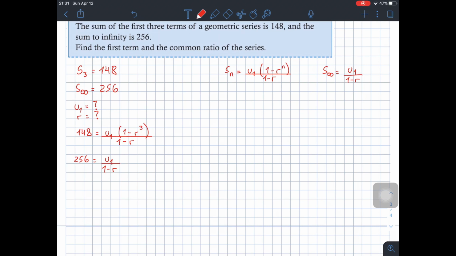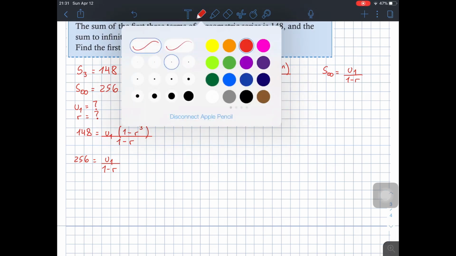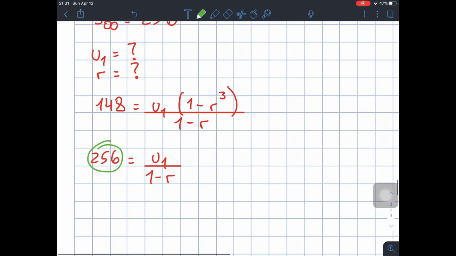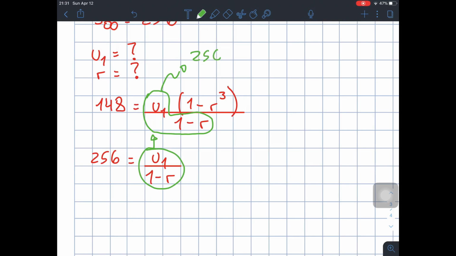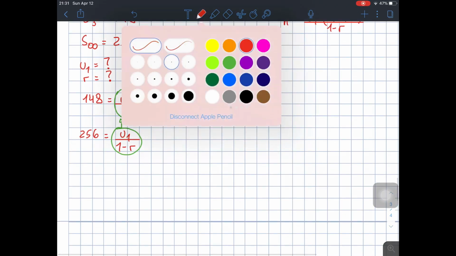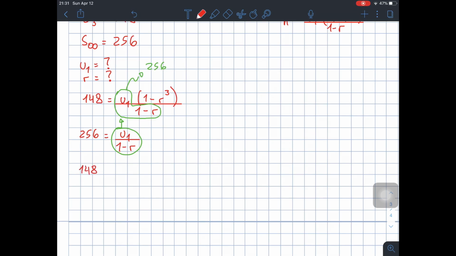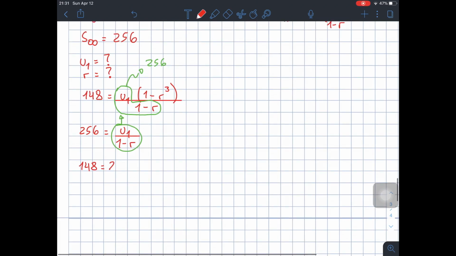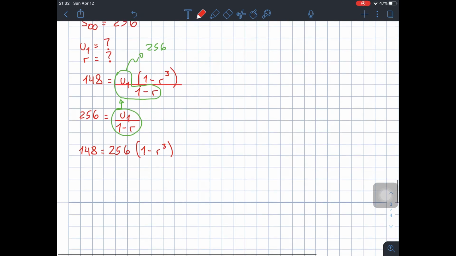How can we solve this without complicating ourselves too much? You see the following. In the second equation, we know that 256 equals u1 over 1 minus r, right? And if we go to the first equation, you see that we could get this here. u1 over 1 minus r is the same thing I just circled there, right? So this should equal 256. So if you notice that, we could rewrite the first equation by saying 148 equals, instead of all the green part, we're going to write 256 times this part over here, which is 1 minus r cubed. And this is almost solved. Now we need to solve for r. Leave the r alone, okay?